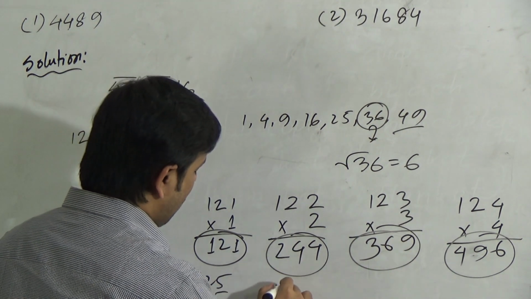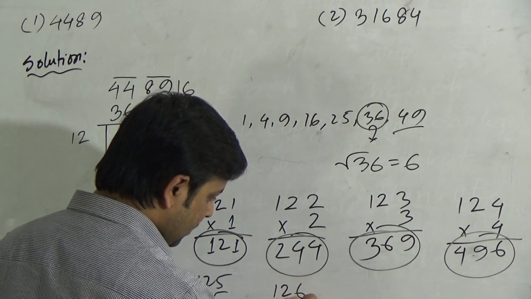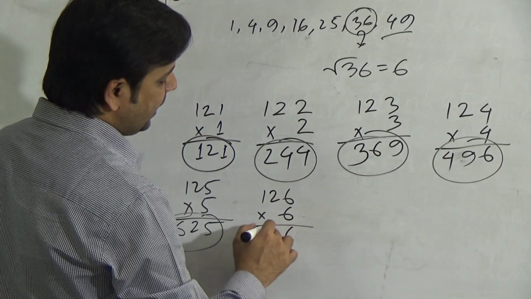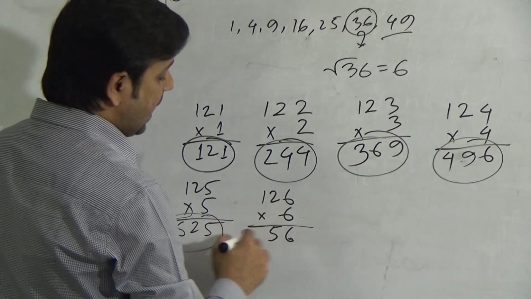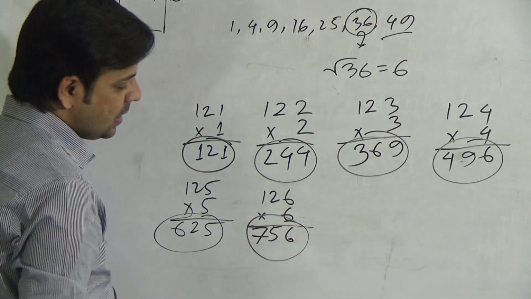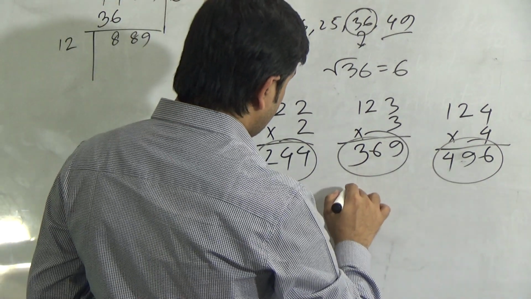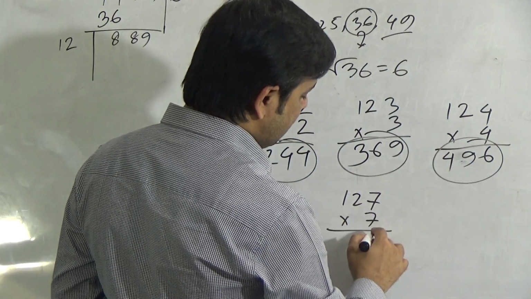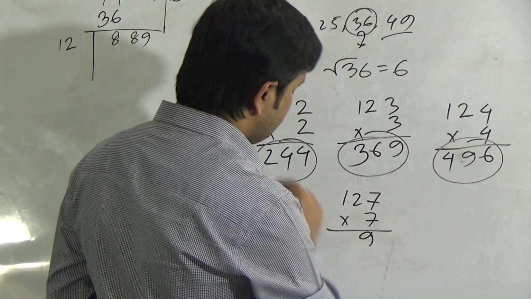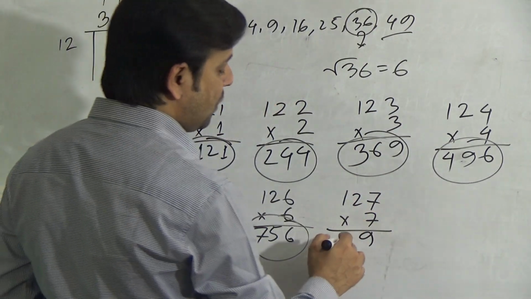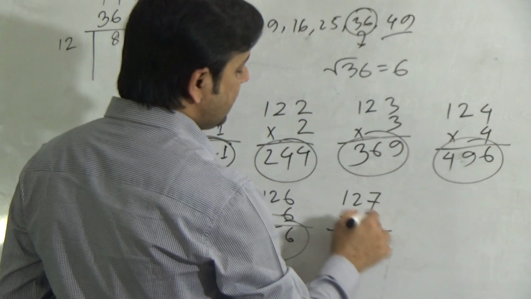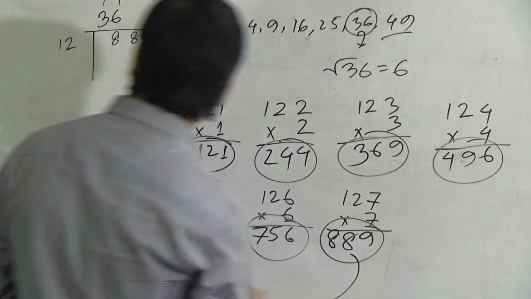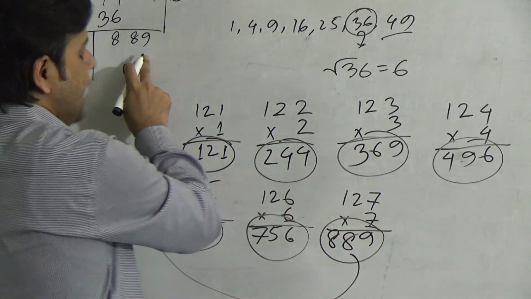Now consider 126. We multiply by 6 again. 6 sixes are 36, 6 twos are 12 and 3 makes 15, 6 ones are 6 and 1 makes 7: 756. Now consider 7: 127. We have to multiply by 7. 7 sevens are 49, 7 twos are 14 and 4 makes 18, 7 ones are 7 and 1 makes 8: 889. Yes, this matches the number 889.